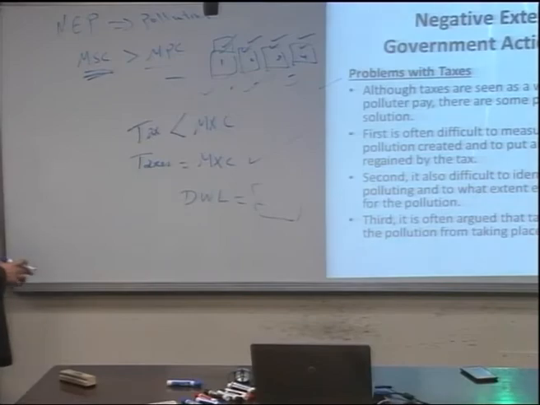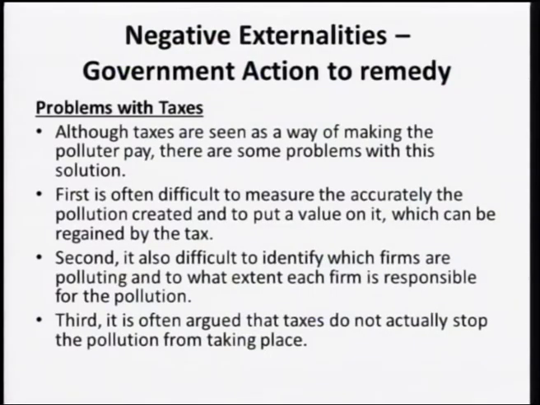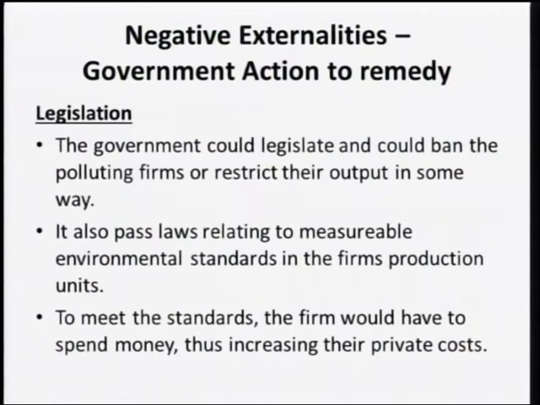Second, it's also difficult to identify which firms are polluting and to what extent each firm is responsible for the pollution. Which is responsible for the pollution? Factory number 1 or 2 or 3 or 4. It's difficult to determine. Third, it's often argued that taxes don't actually stop the pollution from taking place. This is an opinion.